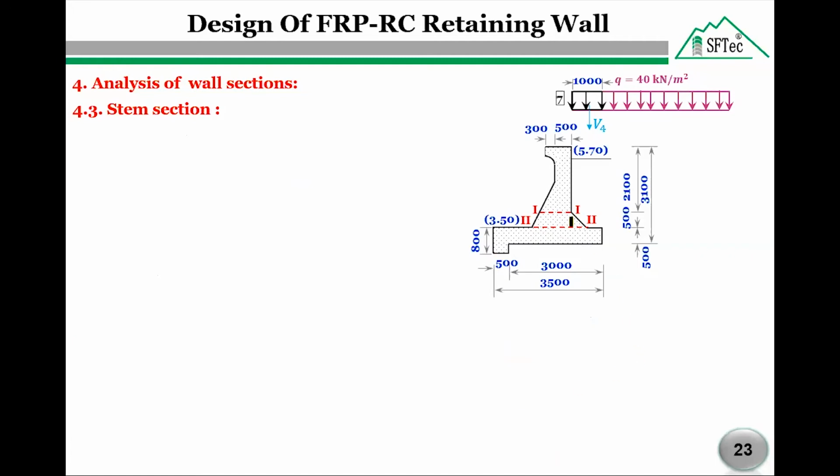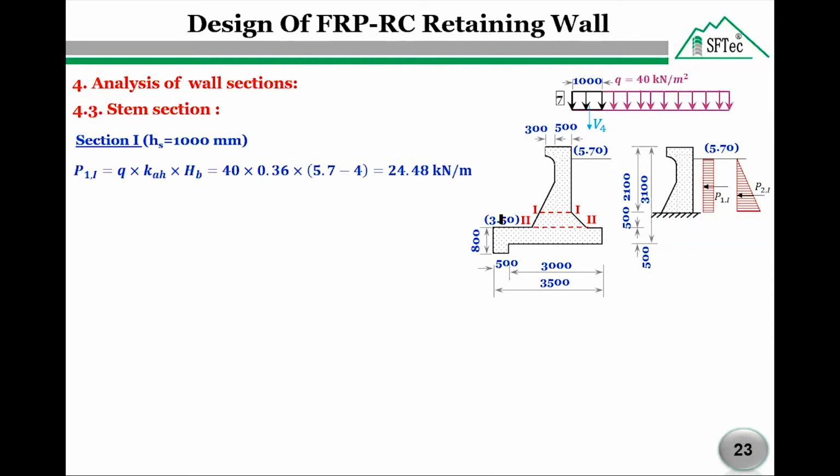The stem also acts as a cantilever from the base of the wall. As we see here on our right side, the stem has two different depths, at section 1-1 and at section 2-2. So we are going to analyze these two sections. For section 1-1, the active earth pressures P1 and P2 due to surcharge and soil will be calculated at the selected depth. So we will stop here at section 1-1 and calculate P active 1 and P active 2. So P active 1 equals 24.48 and P active 2 equals 10.4.